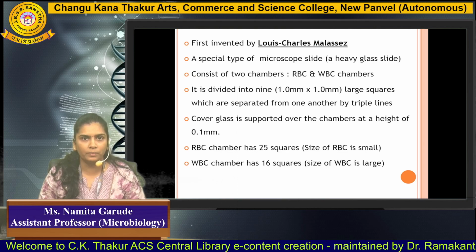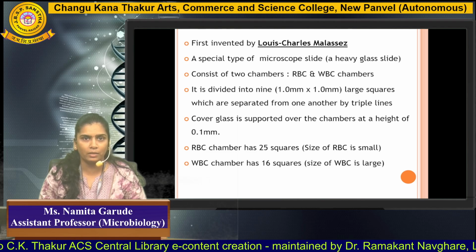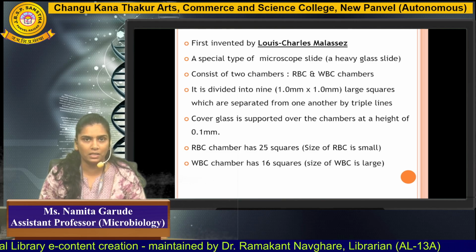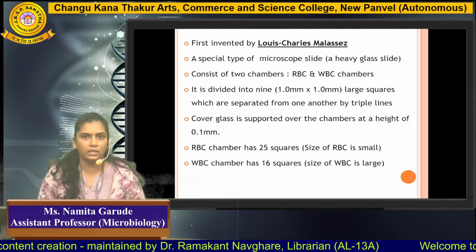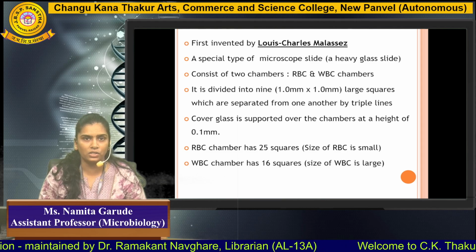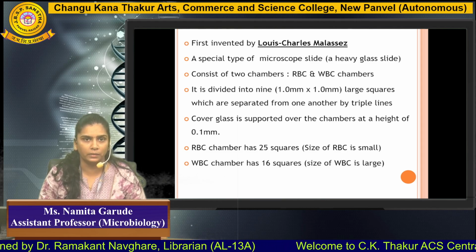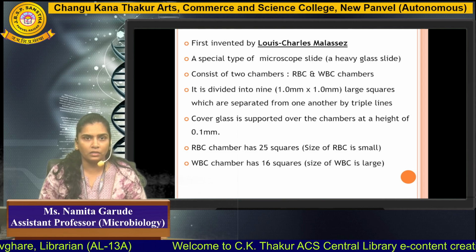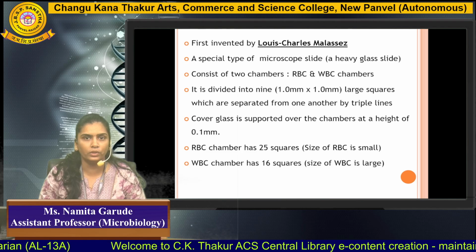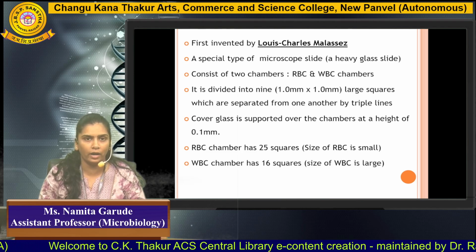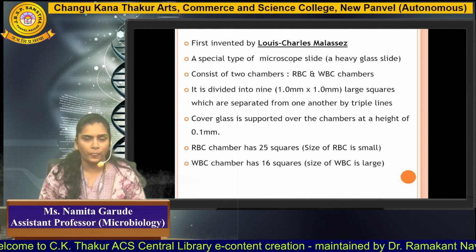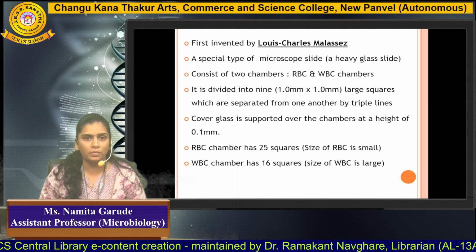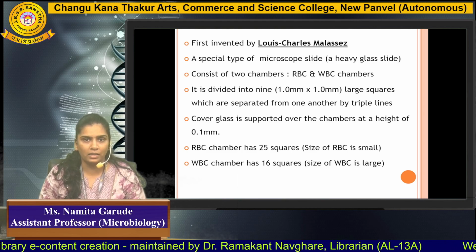The haemocytometer was discovered by Louis Charles Malassez. It is a special type of microscope slide, heavy in weight, which consists of two chambers. One is a red blood cell chamber and the other is a white blood cell chamber. It is divided into 9 large squares of 1 by 1 millimeter, which are separated from one another by triple lines. The cover glass is supported over the chamber at a height of 0.1 millimeter. The RBC chamber has 25 squares, which are small in size. The WBC chamber has 16 squares, large in size.